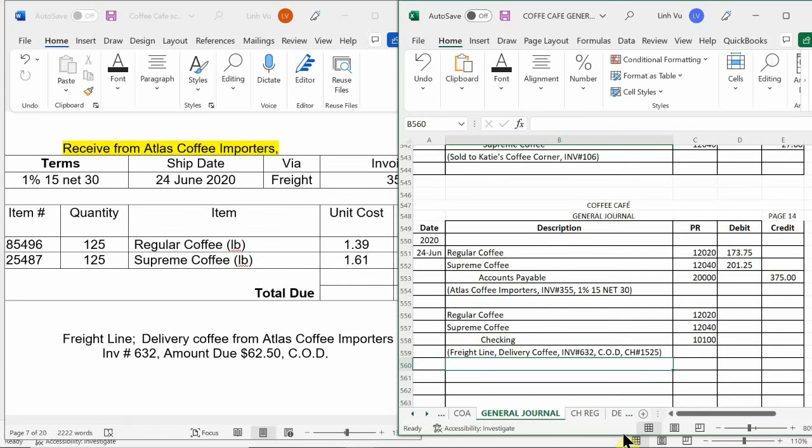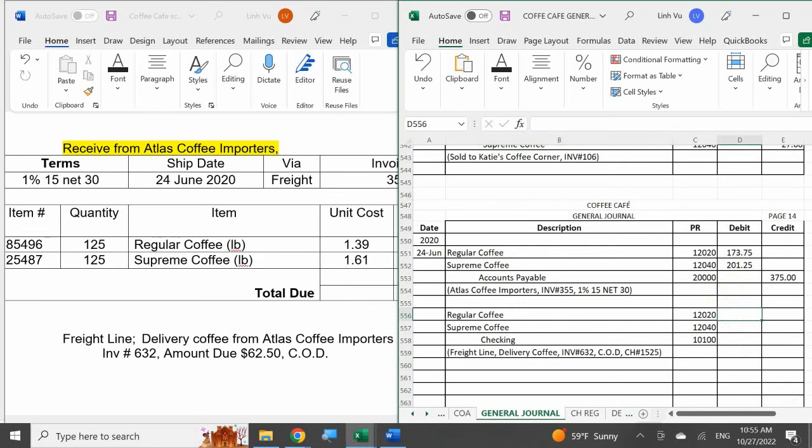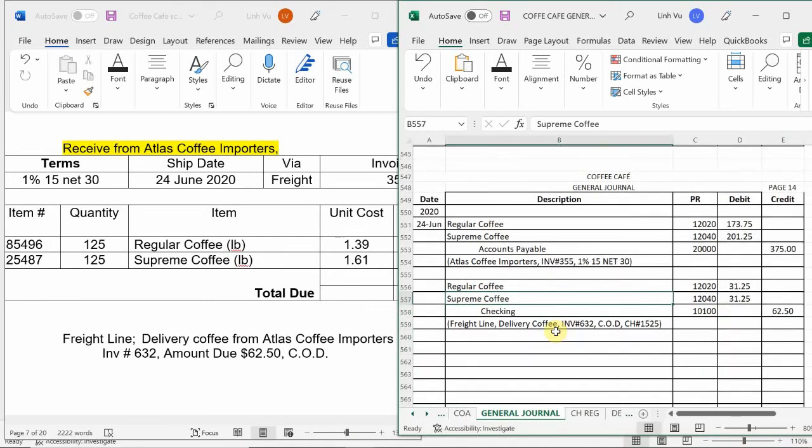Okay, so how do we split the freight charges? We divide it between the coffees. Okay. How much? It'll be 31.25. 31.25. Perfect. For $62.50. Good. Right? So now that we did our journal, what's next?